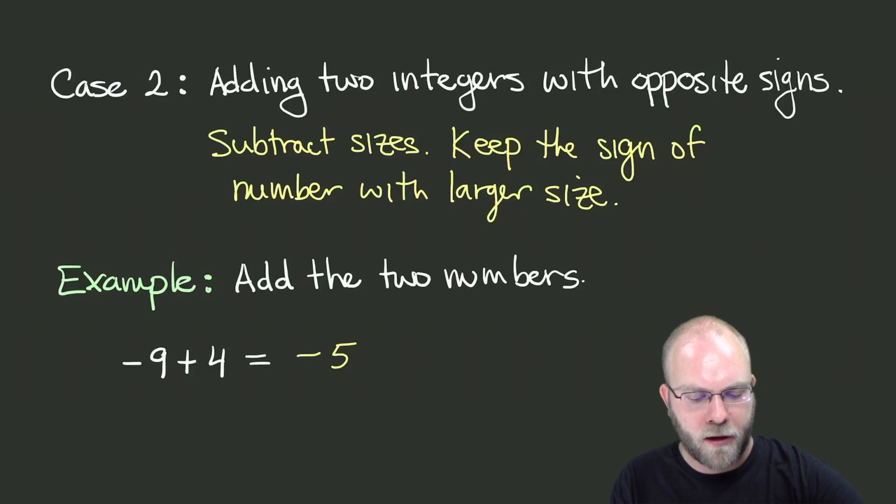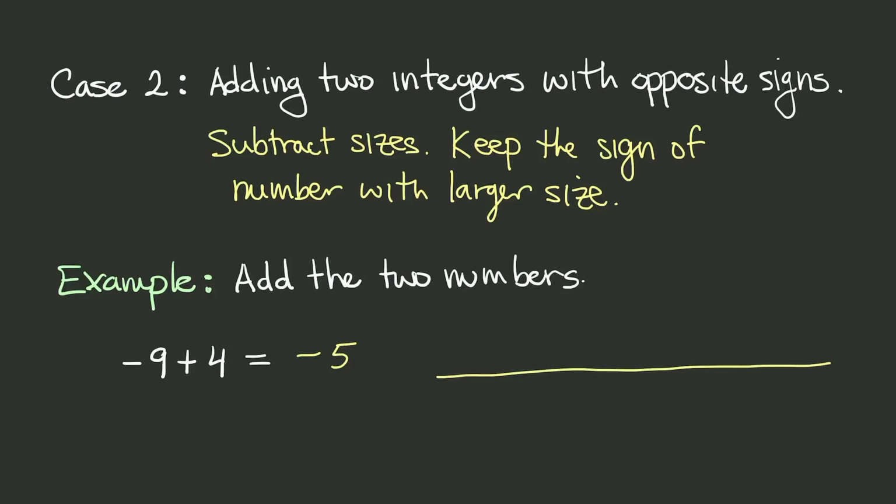And thinking about this on a number line, we're starting at -9, which is going to be over here somewhere. And then we're adding 4, 1, 2, 3, 4, and that's going to take us all the way to -8, -7, -6, -5.